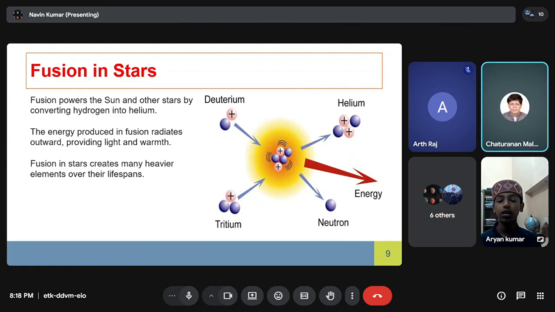When they fuse heavier and heavier elements, the radioactivity of the elements gets lower and lower, and iron is the ash that is left. After that they cannot fuse into other substances, and it gets collected at the core.